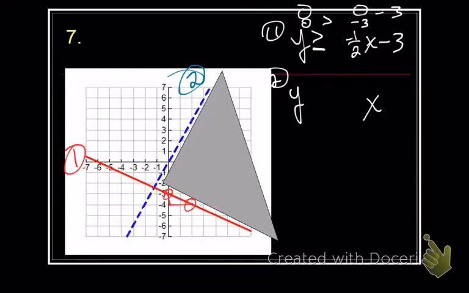The other way you can look at this, and it might be a little quicker, is that the shaded area for the solution for both of these is above the red line. So y has to be greater than.